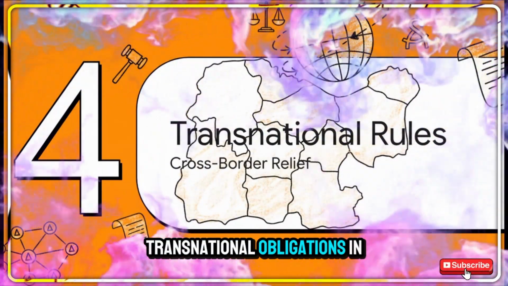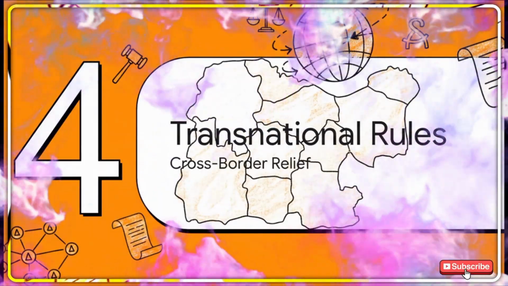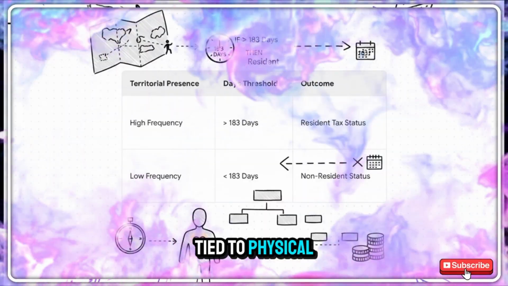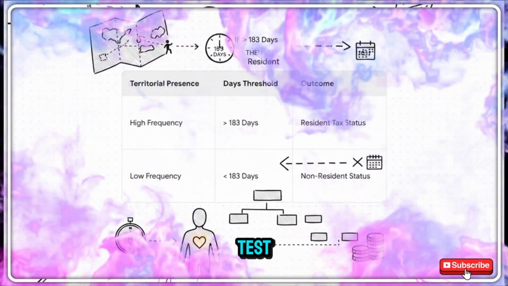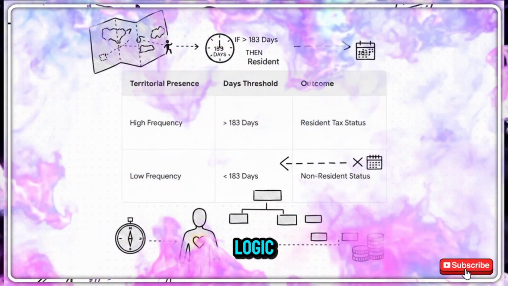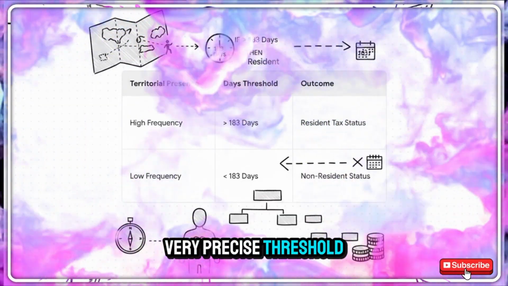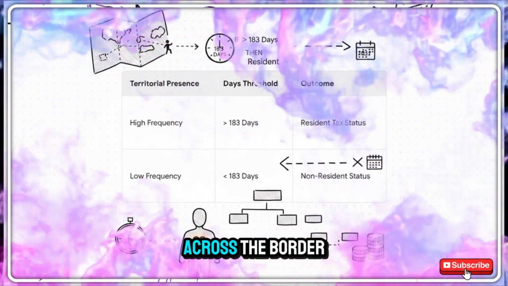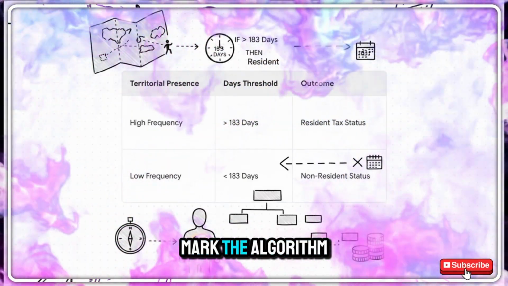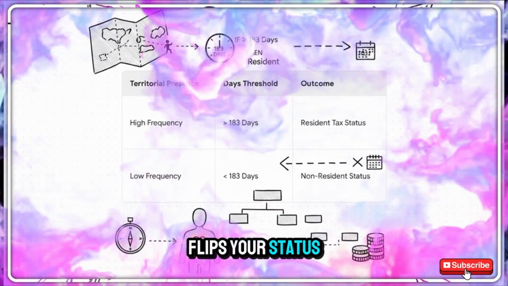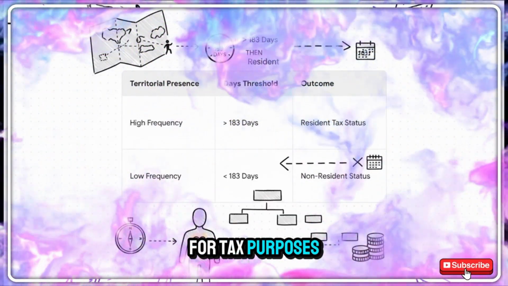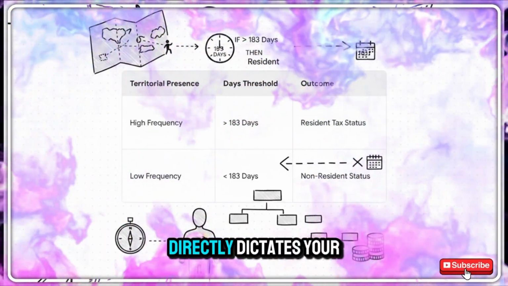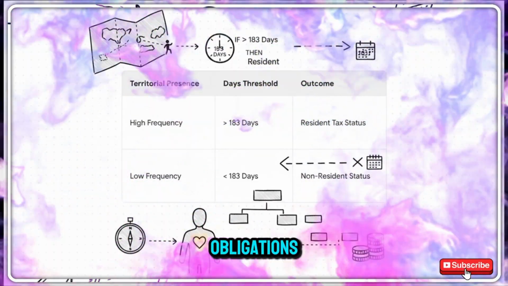Section 4. Transnational obligations in cross-border relief. When it comes to jurisdictional power, it is fundamentally tied to physical time. The substantial presence test maps out conditional logic based on a very precise threshold of 183 days. If you spend high-frequency time across the border and cross that mark, the algorithm automatically flips your status to resident for tax purposes. Literally, your physical body acting as a geographic data point directly dictates your legal and financial obligations.